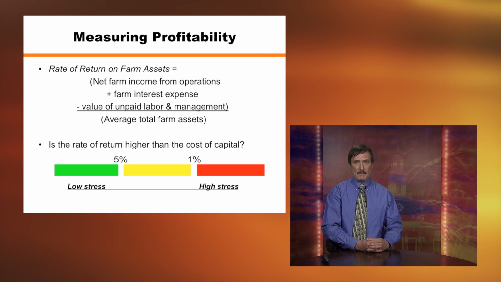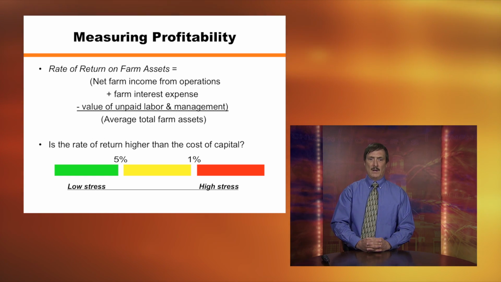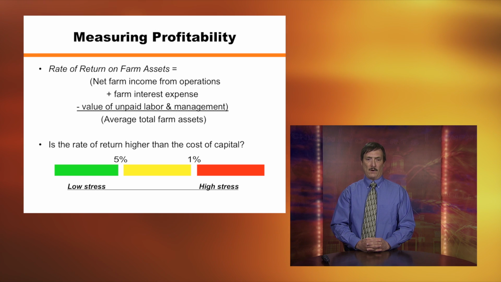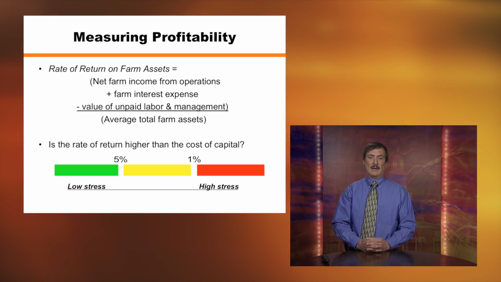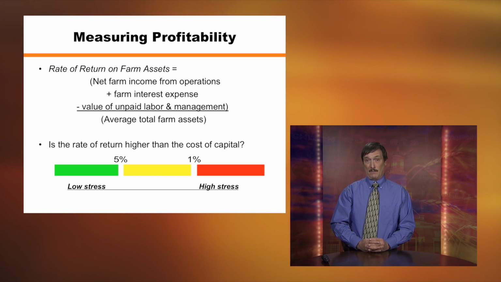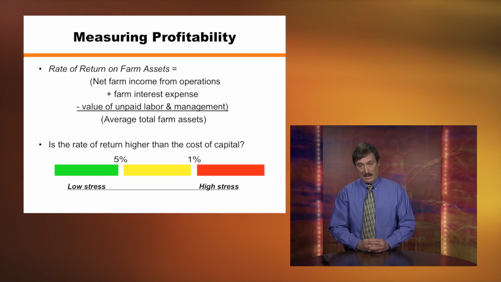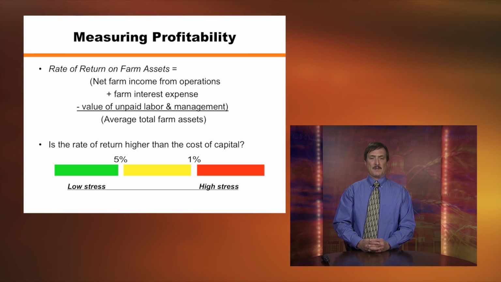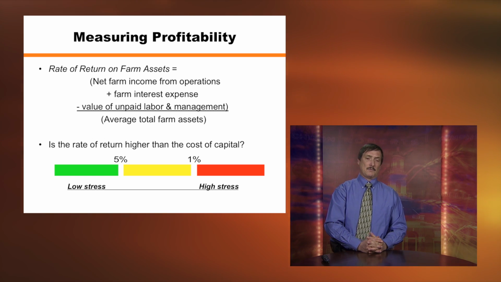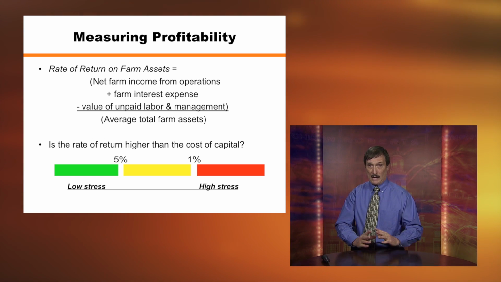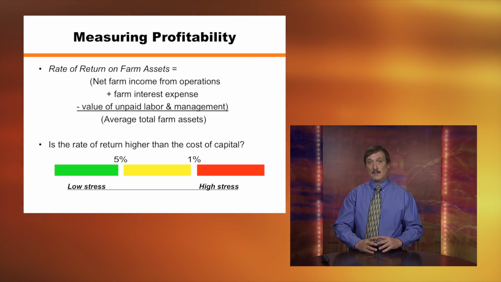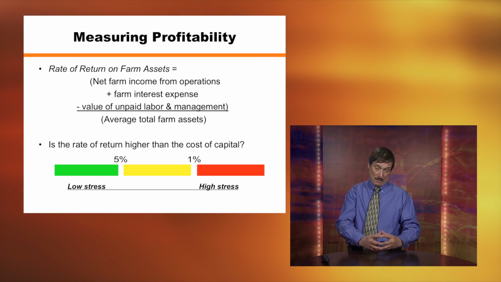Probably the most common and most universal one would be rate of return on farm assets. And we calculate that based on net farm income from operations. That would be the revenues minus the expenses. We get that straight off that income statement. We're going to add back in interest expenses, and I don't have the time today to explain why we do that, but just take my word for it.